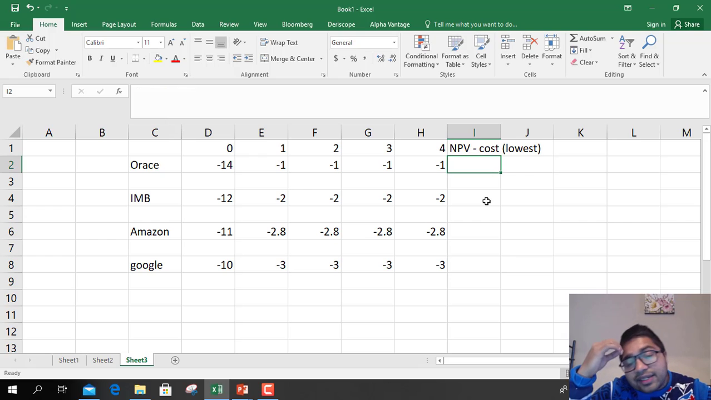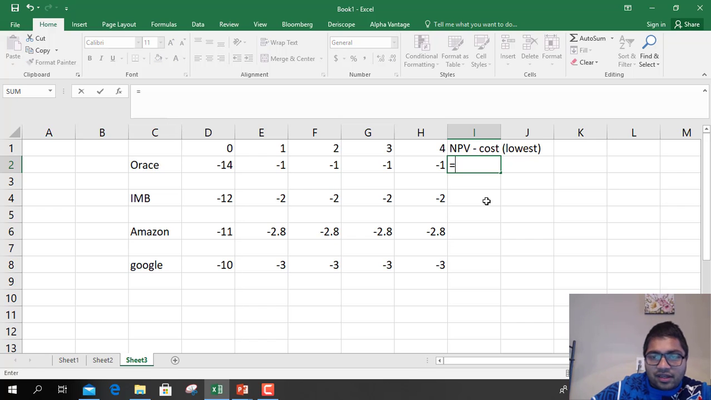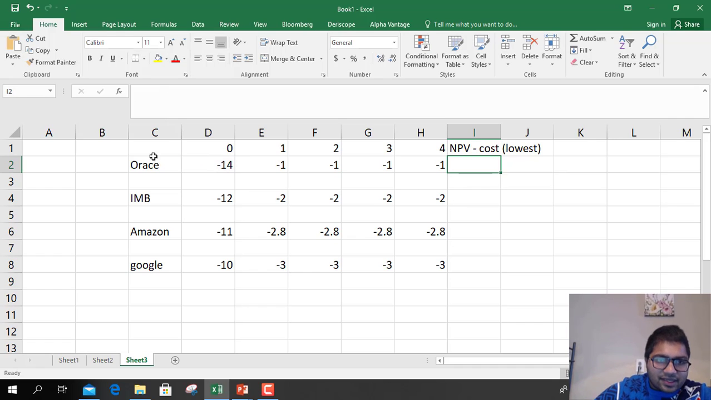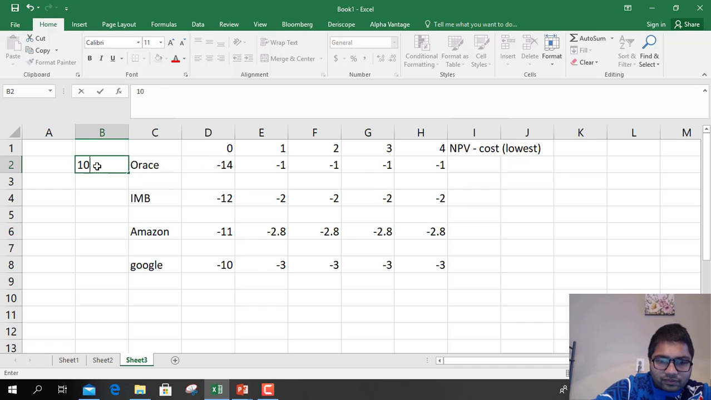When we are looking for profits, we find NPV that is highest, but since it's a cost, we'll find NPV that is lowest. How to do that? First thing, you don't discount. First year you never discount. Why? Because it is happening right now. For the next years, you calculate NPV. Let's say the rate is 10%. The cost of financing is 10%.